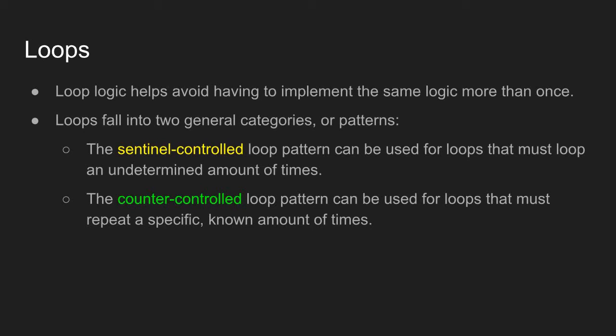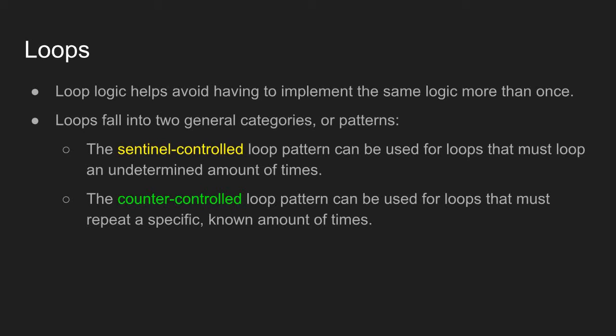Generally, loops fall into two categories or patterns. The first is the Sentinel controlled loop pattern. Whenever you have a loop where you do not know how many times you need to loop, this falls under the Sentinel controlled loop pattern. For example, if you had to write a program that prompted the user to enter a password, and every time the user got the password wrong, you would reprompt them, this would fall into a Sentinel controlled loop pattern, because we do not know how many times it would take the user to enter the right password. Maybe they get it right on the first try, maybe they never get it right. So we do not know ahead of time how many times we need to loop.